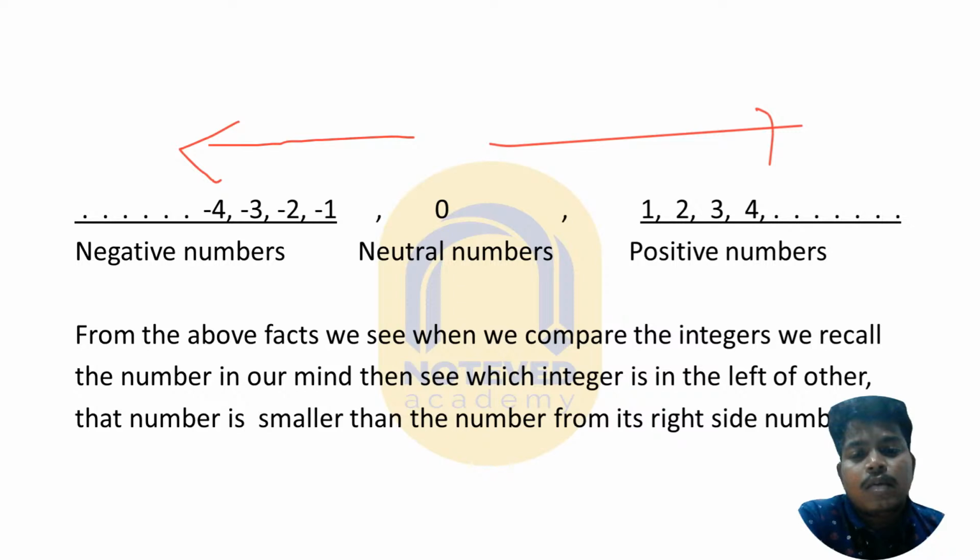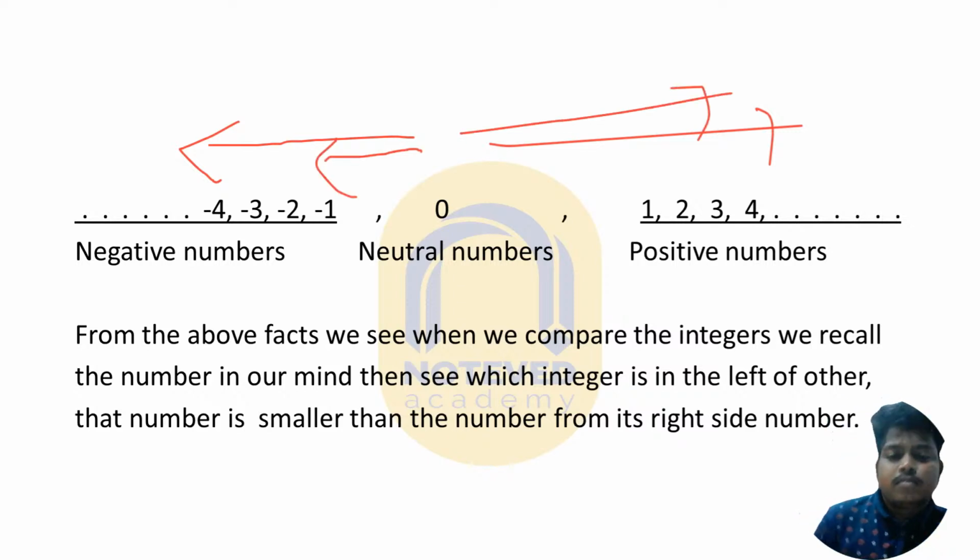Okay, from right to left, that is smaller. From left to right, that is greater. If you go right, then it will be greater and greater and greater. If you go left, that will be smaller and smaller.